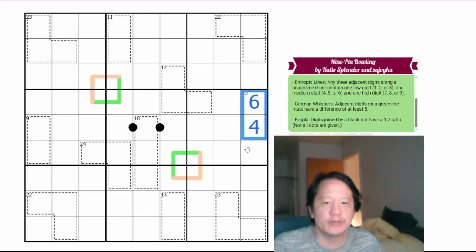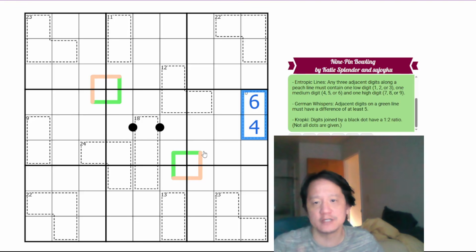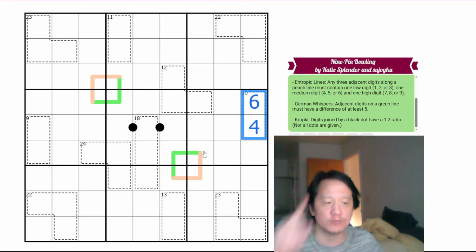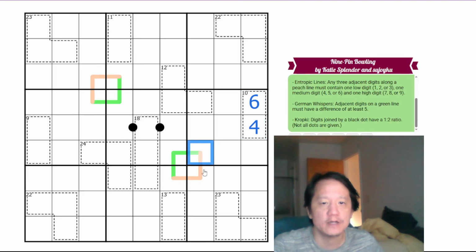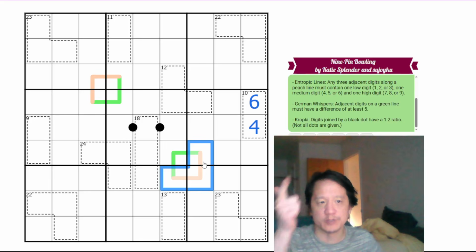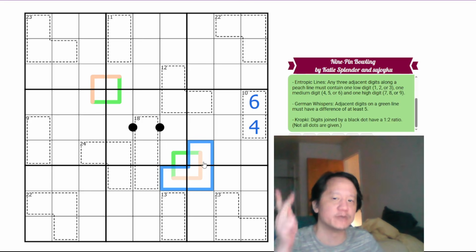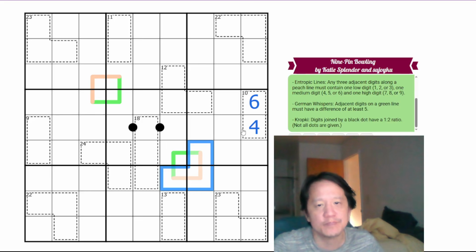We have entropic lines, where any 3 adjacent digits along a peach line must contain one low digit, 1, 2, or 3, one medium digit, 4, 5, or 6, and one high digit, which is 7, 8, or 9. So along these 3 adjacent digits, one must be low, one must be medium, and one must be high. And that's how entropic lines work.